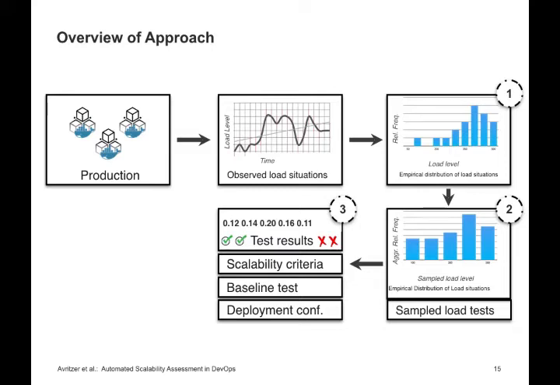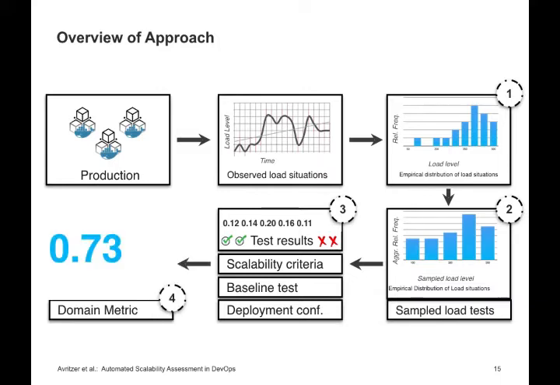After executing all the tests, we can compute the KPI we call the domain metric. The maximum value of the metric is 1 and would be achieved if all tests pass.